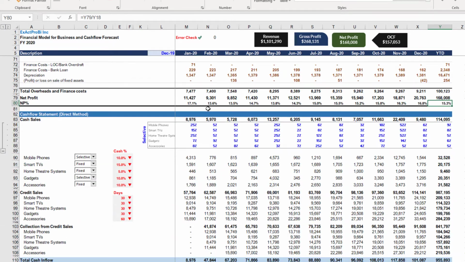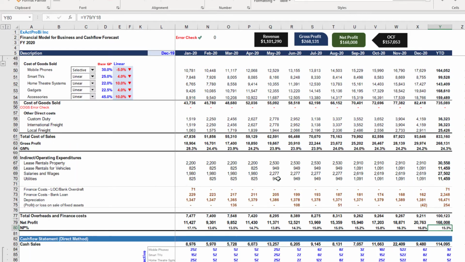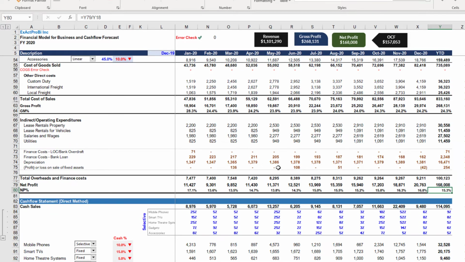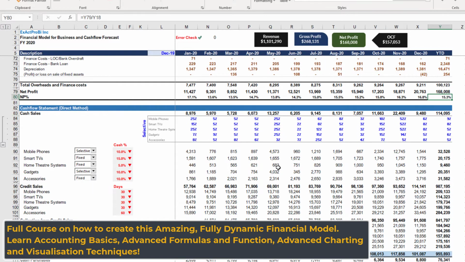So now right below that, we have an amazing, fully dynamic and very useful, and actually the lifeblood of any business, that is a cash flow statement. So cash is king, as we all know, and managing the cash is very important. So here this model assumes the accrual method of accounting. Now again, I'm referring to my course where I'm teaching everything about accounting as well. So basics of accounting, accrual and cash accounting, all these concepts are taught in my course.